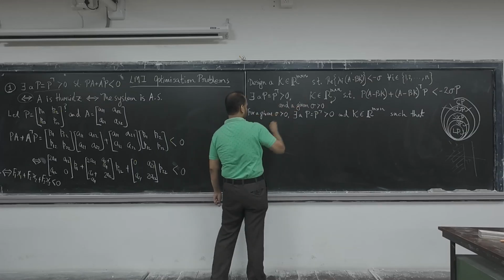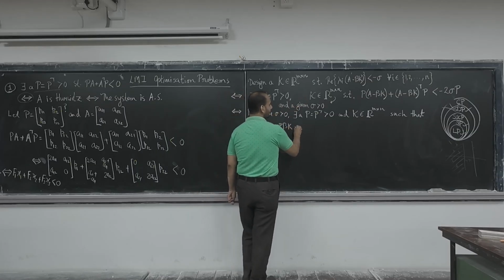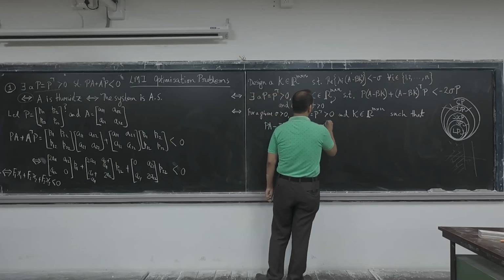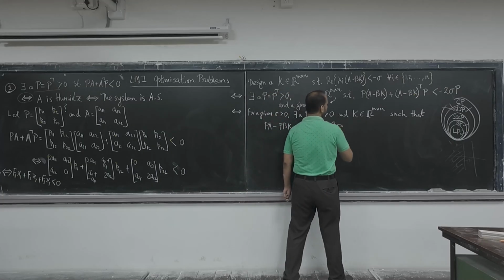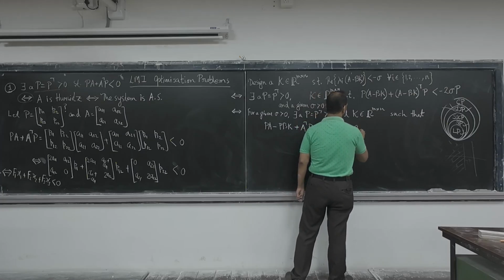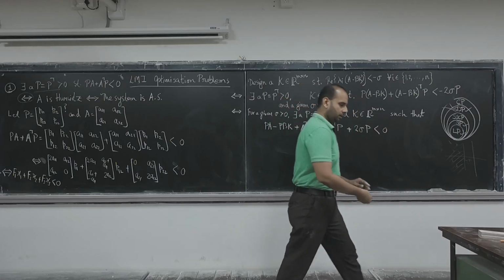Now if I expand that, it is going to be PA minus PK plus A transpose P minus K transpose B transpose P plus 2 sigma P less than 0. Is it fine?